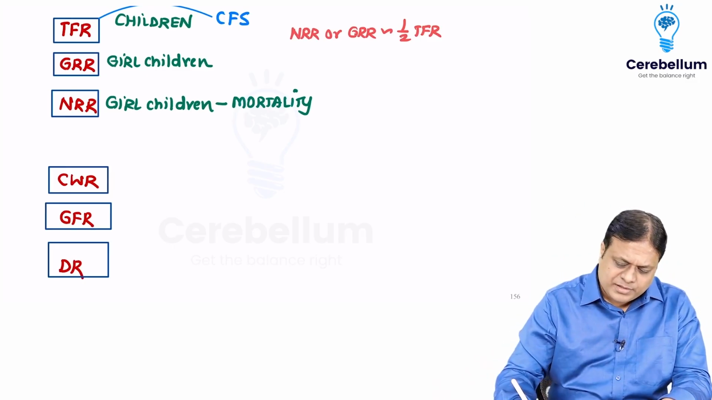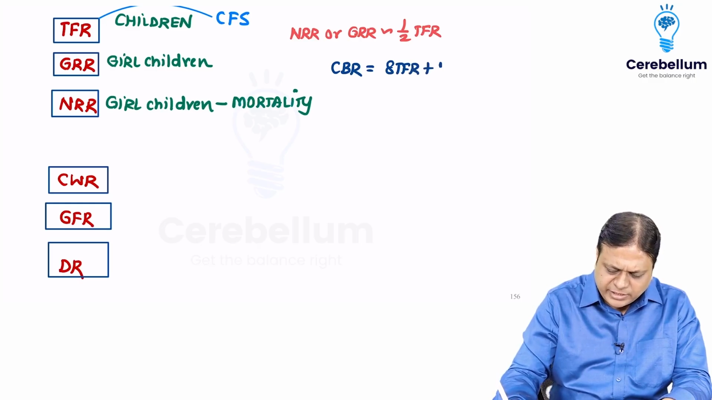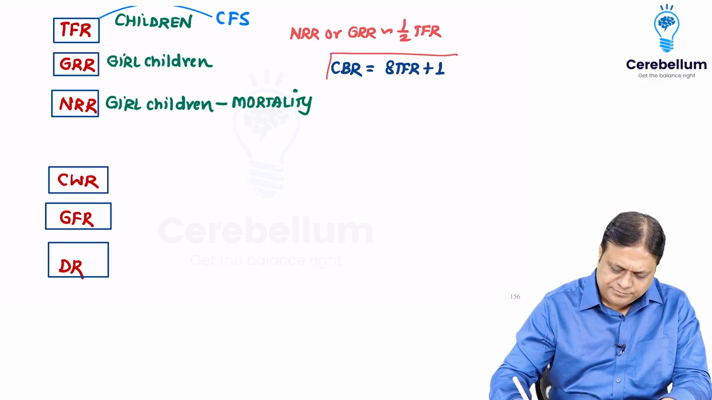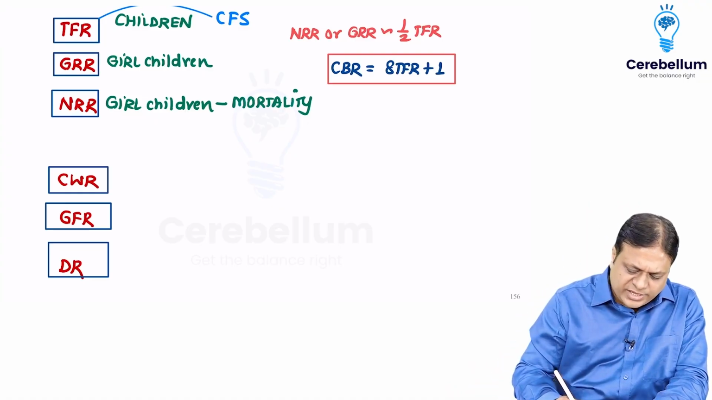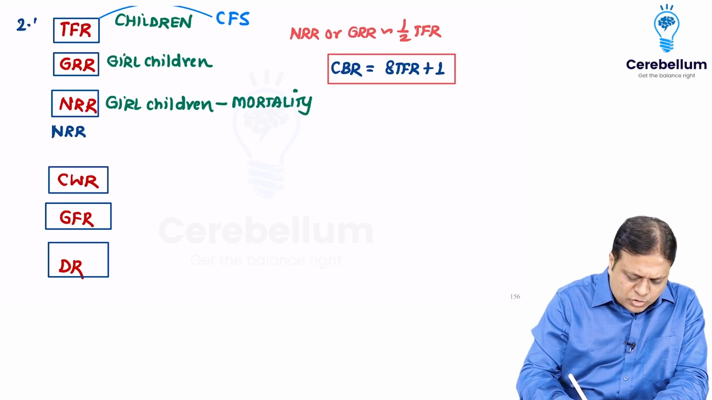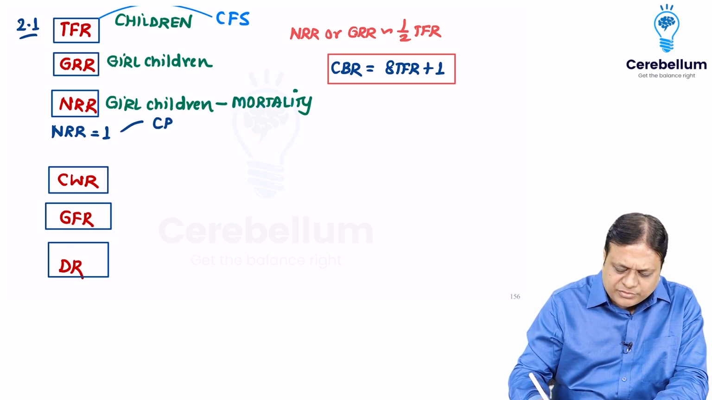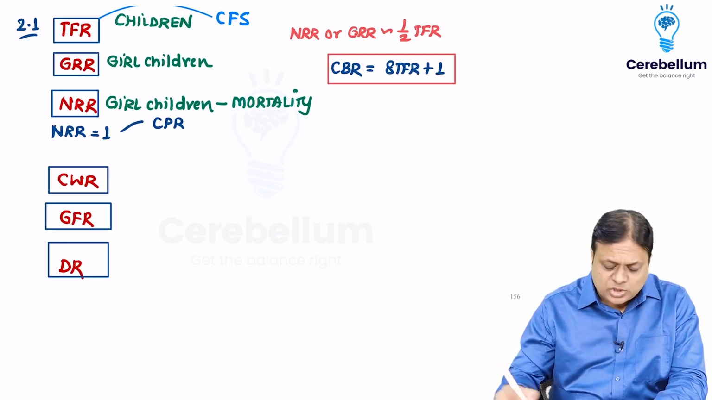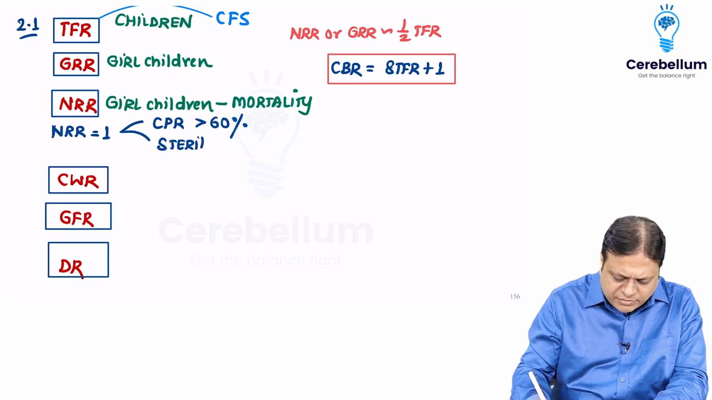Please remember, crude birth rate is approximately 8 times total fertility rate plus 1. NRR is one of the most important demographic fertility indicators. To achieve NRR of 1, because originally the TFR goal was 2.1, to achieve NRR 1, contraceptive usage or prevalence rate should be more than 60% couple protection rate, and ideally the contraceptive advisable is sterilization, especially vasectomy.